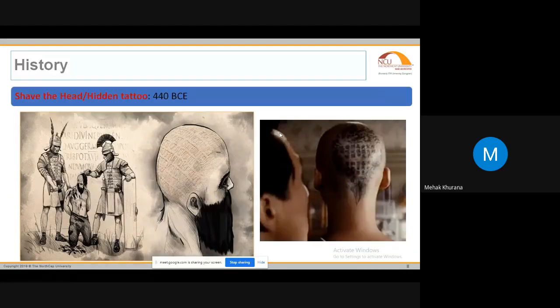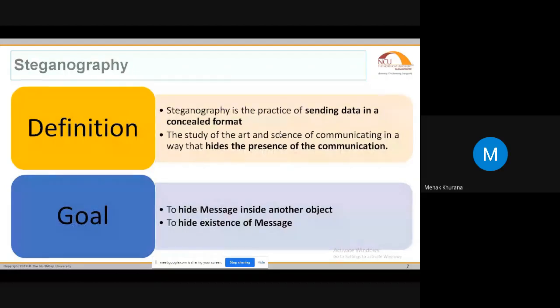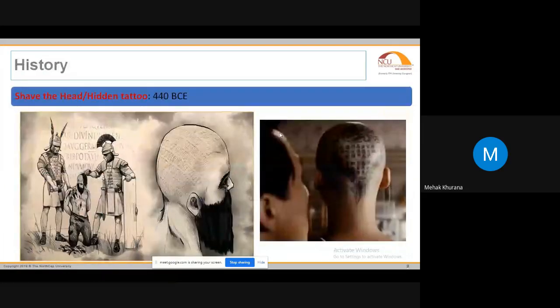In what manner did they secure it? Earlier, in 440 BC, when people had to send a message, they used to shave the head of a slave and write the message on it in the form of a tattoo. Once the hair grew back, they sent that person to the destination, where the head was shaved again and the message was revealed. On the way from source to destination, nobody was able to know that a message was being sent.